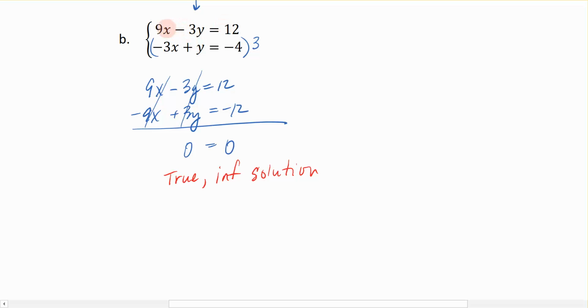And you could see that if I were to divide this top equation up here by negative 3: 9 divided by a negative 3 is a negative 3. Negative 3 divided by a negative 3 is a positive 1. And 12 divided by a negative 3 is a negative 4. So in other words, the only difference between these is a factor of negative 3. So they are the exact same equation lying on top of each other.